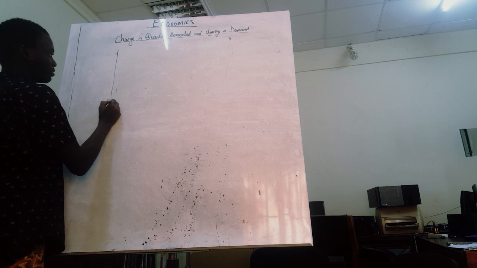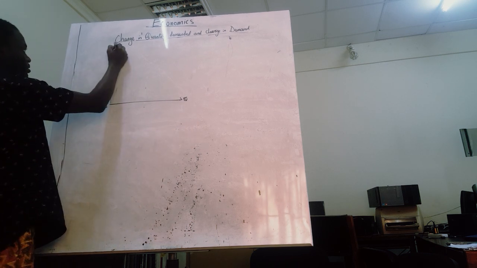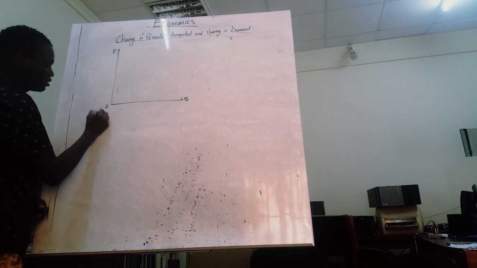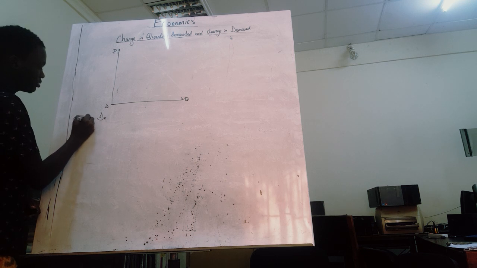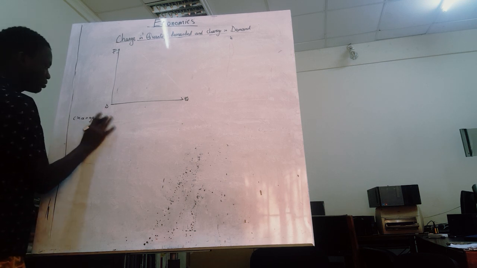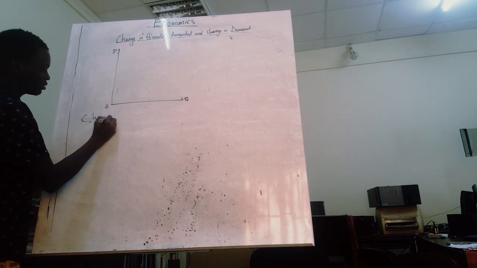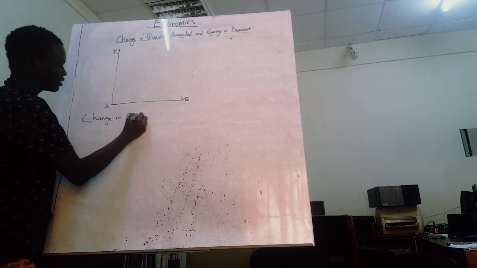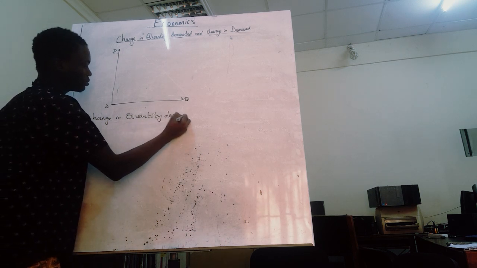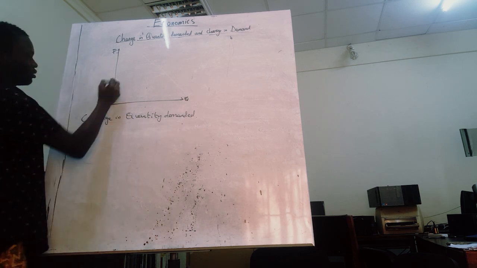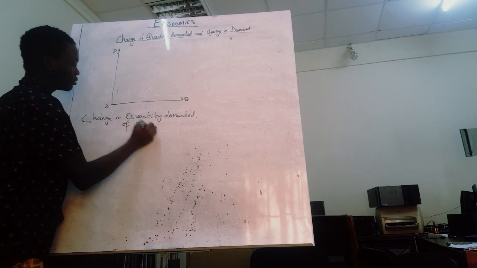So we have this quantity, this is 0, and this is our price. So this is demand. Let me name it. Change in quantity demanded, of books, or of an economics textbook.